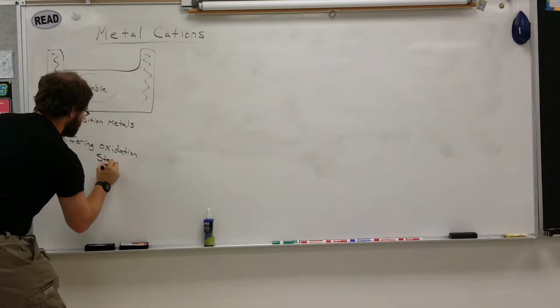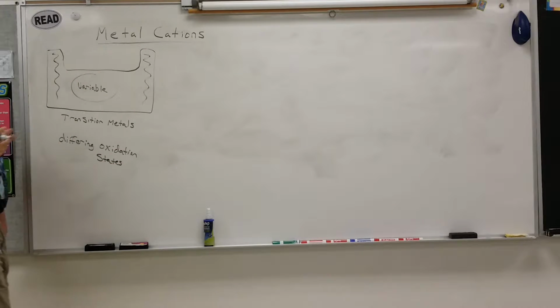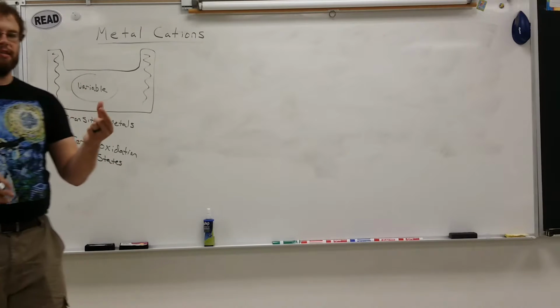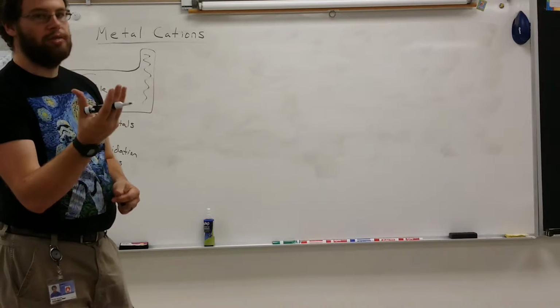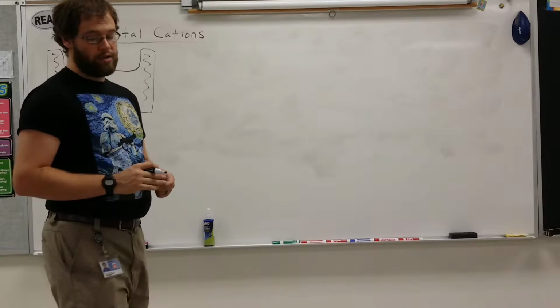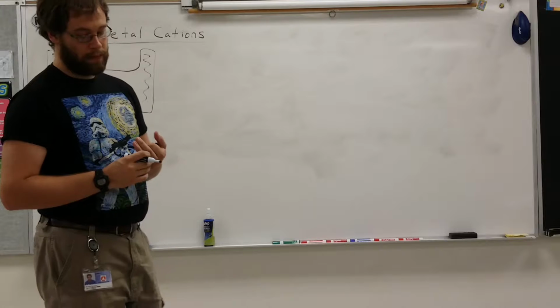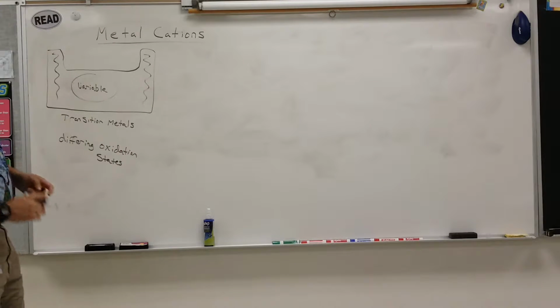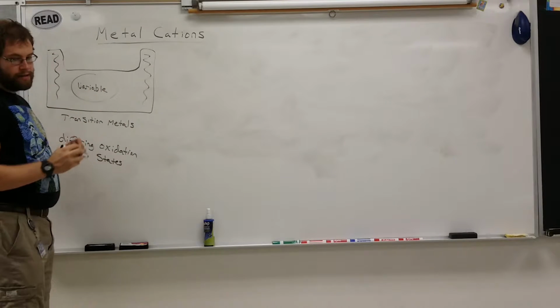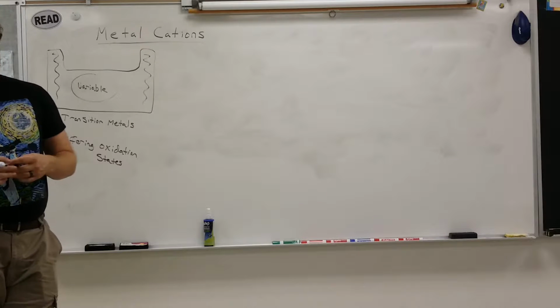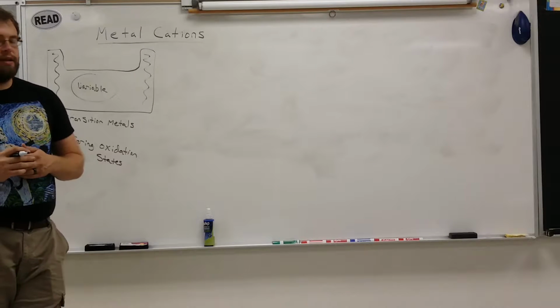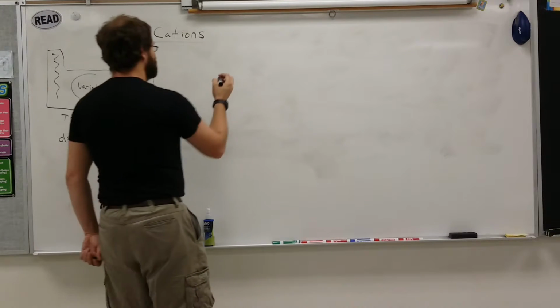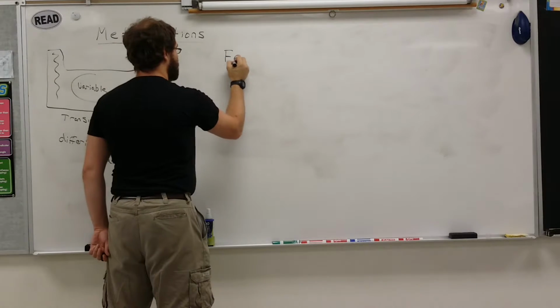And an oxidation state is just what their charge is. So, for instance, +1 is an oxidation state. -2 is an oxidation state. It just means that they can have different charges. So we're going to deal with these middle metals. And there are a few rules that you have to make sure that you are aware of when you're dealing with them. So in our video, our example is going to be iron again.